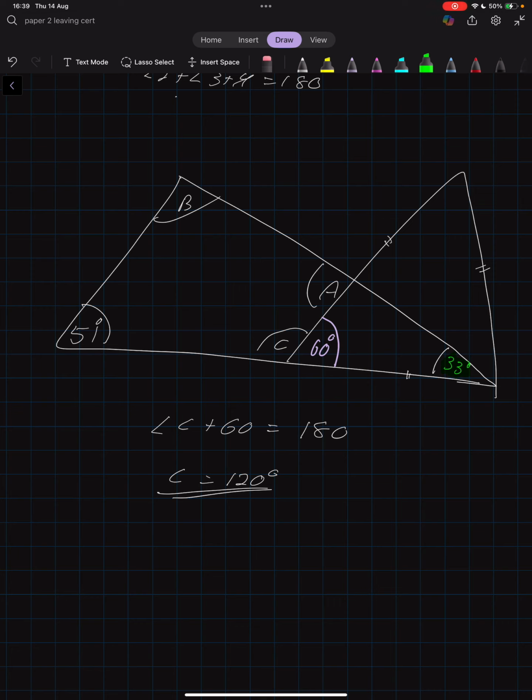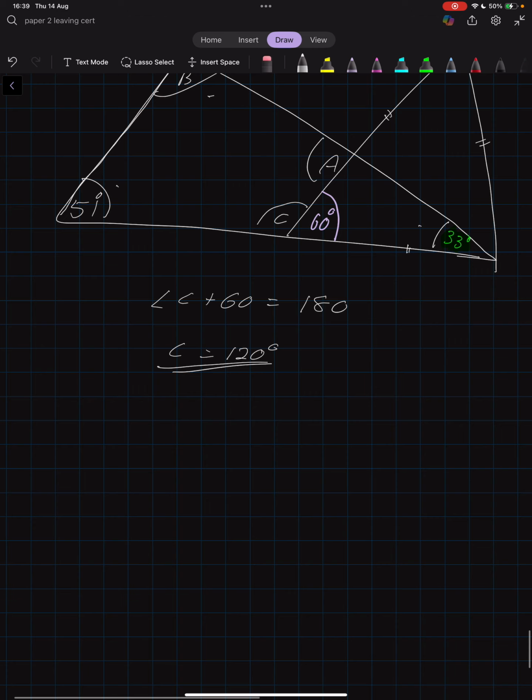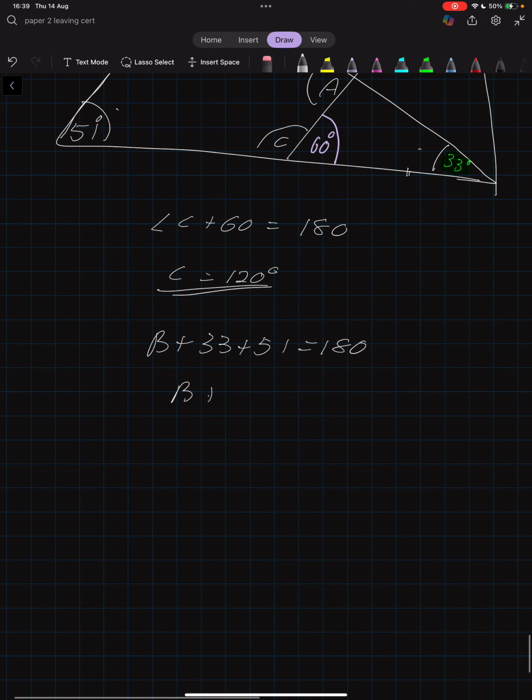There's a piece of information that they have given me that I haven't used, and therefore it's probably something to do with that. So one of the things is just simply, here's a triangle. I have this angle, I have this angle, so I can figure out what B is. I can say that B plus 33 plus 51 has to equal 180. So B plus 84 equals 180, so B is going to be 96.